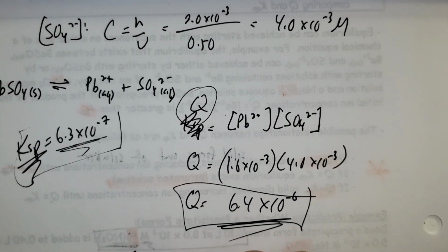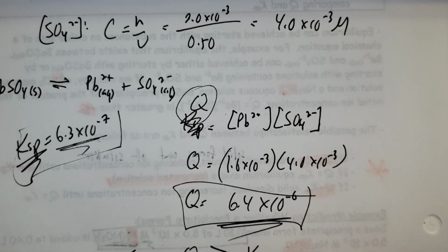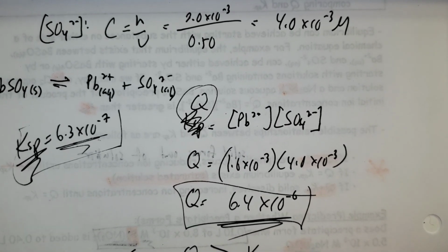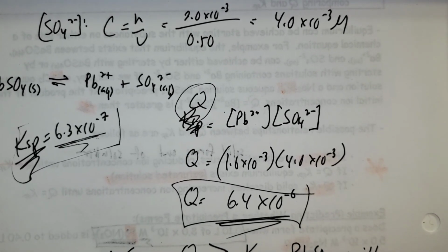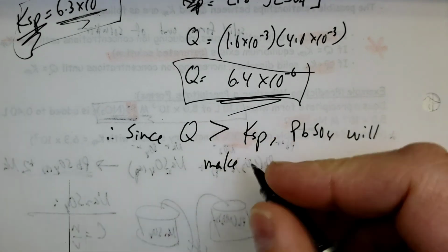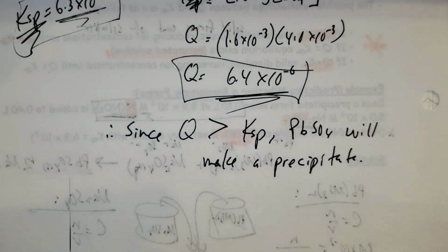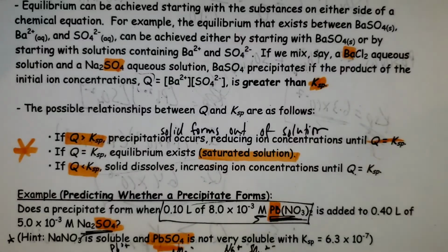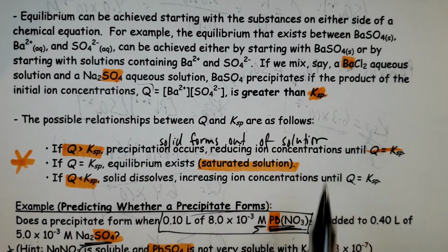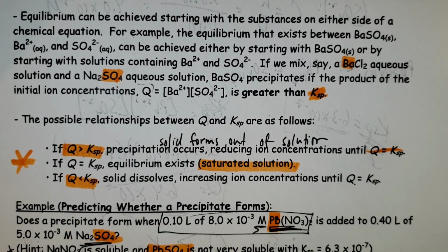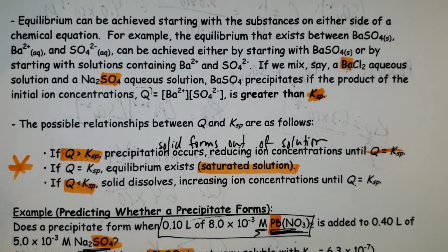So since my Q value is bigger than KSP, PbSO4 will make a precipitate. Because that's what it says over here. If my numbers were going to be larger than the maximum amount to make a saturated solution, I have more than I should. So that extra will just fall to the bottom as a precipitate, as a solid.